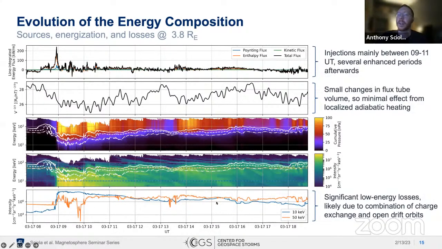This is coming from a combination of charge exchange affecting your lower energy protons at a faster rate, and also the fact that these guys are on open drift orbits, whereas the 50 keV ones are not. So these aren't trapped in the system so well. Altogether, this shows that the explanation, at least in this case, for this evolution over time is a combination of both the evolving source population in the tail and the transport of that source population inward, and the energy-dependent loss processes.